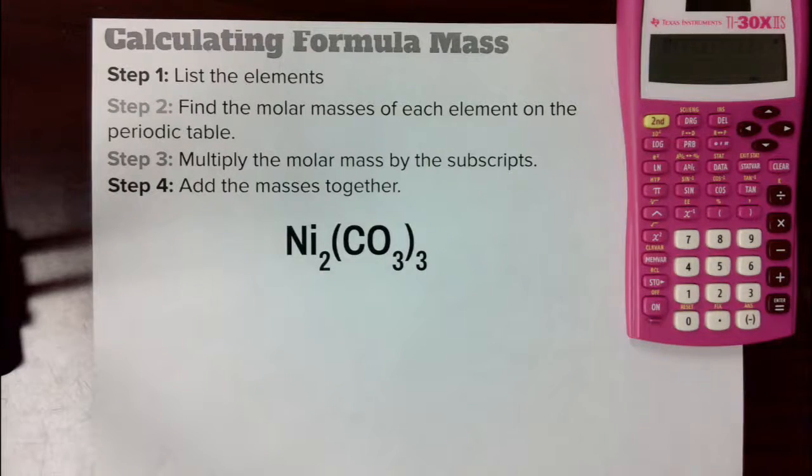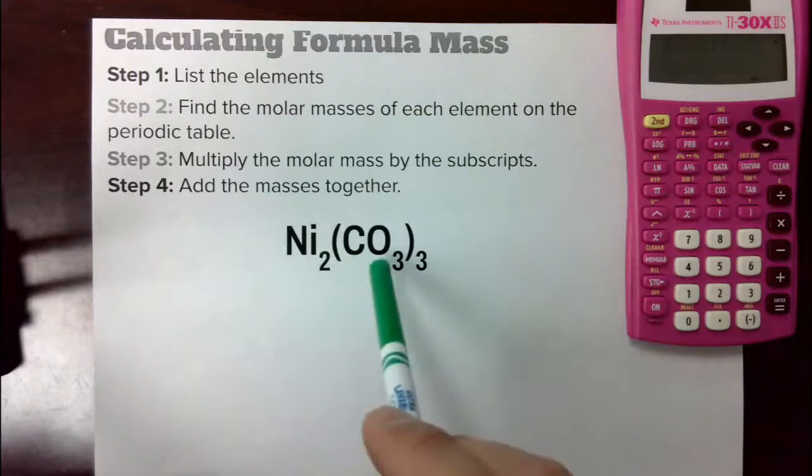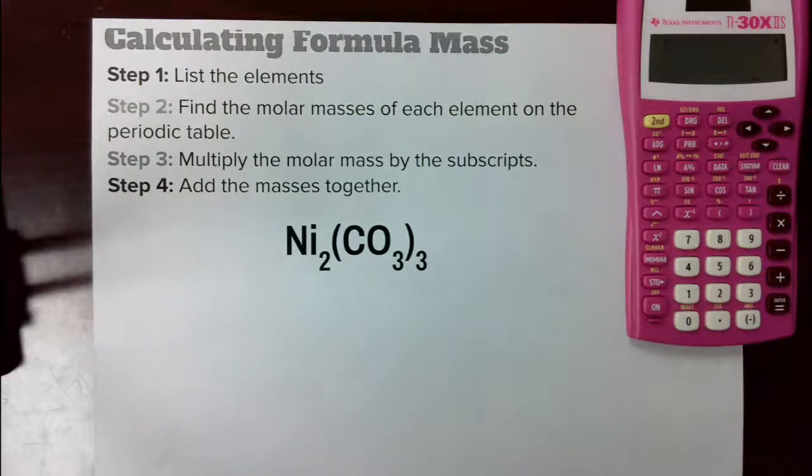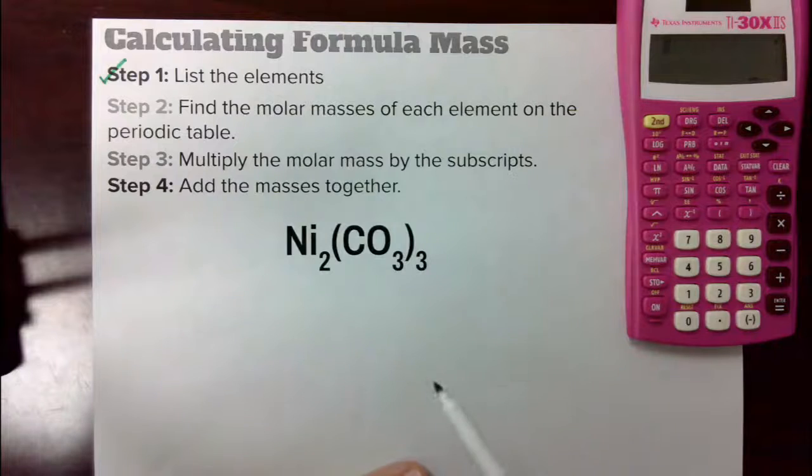Hey everybody, here we are with another example of calculating formula mass, and we've got this formula here, Ni2(CO3)3. That's nickel(III) carbonate. So let's go ahead and follow the steps. Step 1 says list the elements. Remember, every capital letter gives us a new element.